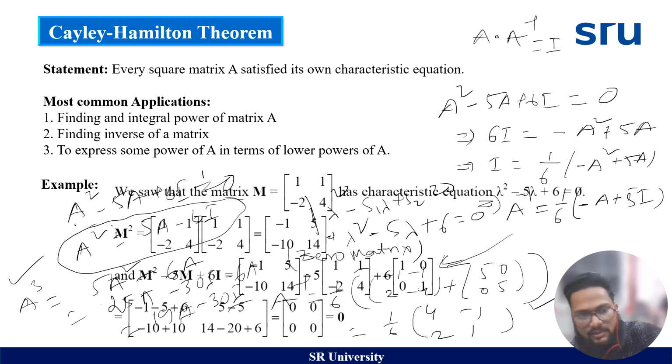So if we know the characteristic equation, then using the Cayley-Hamilton theorem, you can calculate the power of A, such as A cube. With a similar process, you can multiply A on both sides to get A power 4, and also calculate the inverse. So that's all for this lecture.